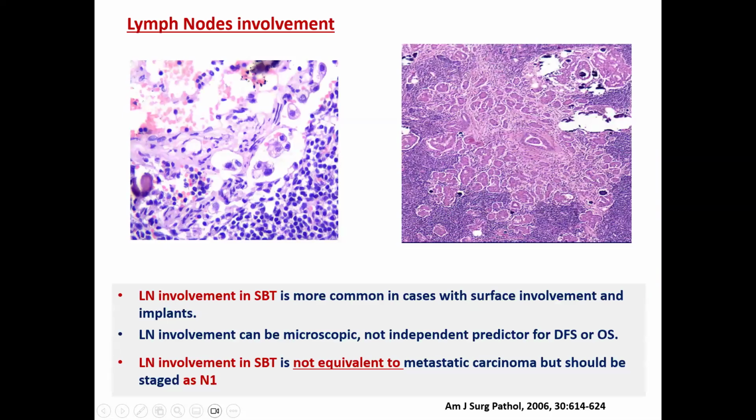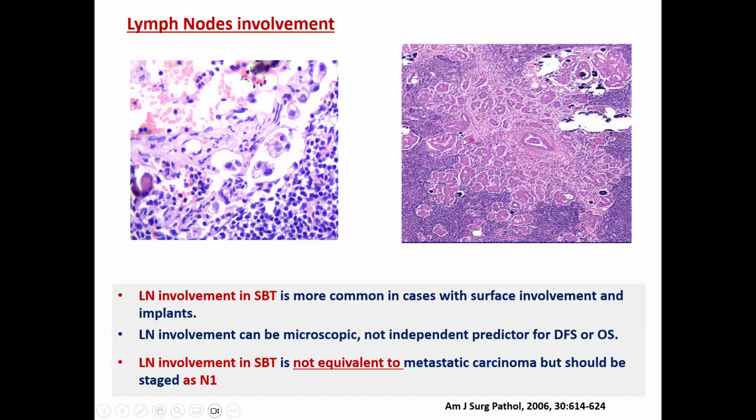Regarding lymph node involvement, lymph nodes are not routinely removed in serous borderline tumor, but just be aware that if some lymph node is removed in a serous borderline tumor and has these small papillary clusters in the subcapsular sinuses, this is okay in serous borderline tumor. This can occur more commonly in cases with surface involvement and implants, and is not an independent predictor for disease-free survival or overall survival. We report it as N1 serous borderline tumor, but this is not equivalent to metastatic carcinoma.